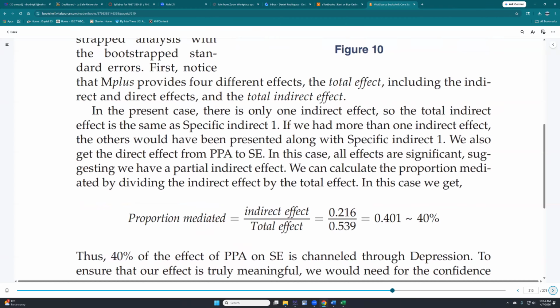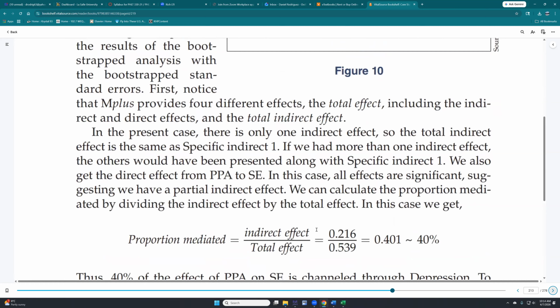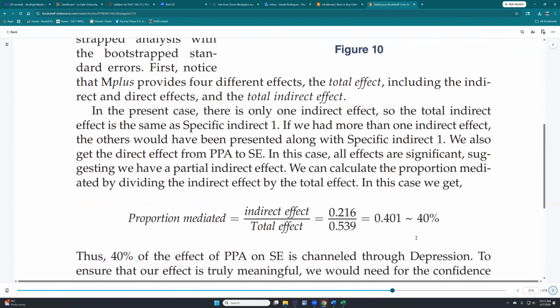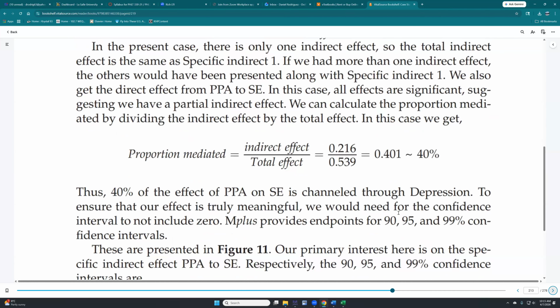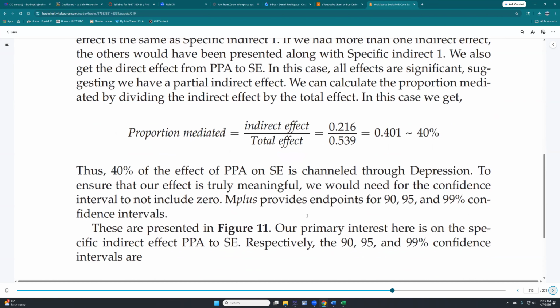So we can calculate the proportion mediated by dividing the indirect effect by the total effect. In this case, we get 0.40. So 40% of the effect we see from the predictor to the outcome, PPA to self-esteem, is channeled through depression. It's beautiful.